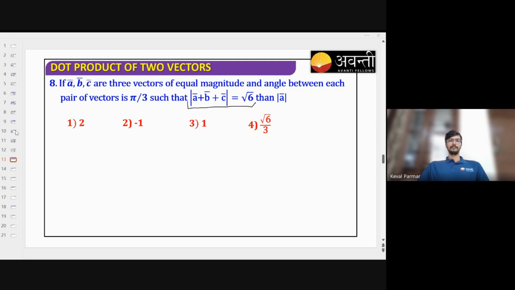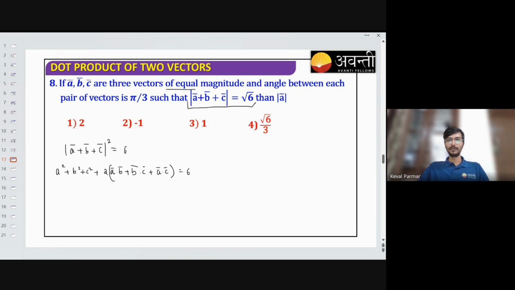Okay, let's see. It is given that the modulus of A vector plus B vector plus C vector is root 6. If I square, I'll get 6. What is the square formula? A square plus B square plus C square plus 2 times A vector dot B vector plus B vector dot C vector plus A vector dot C vector is equal to 6.